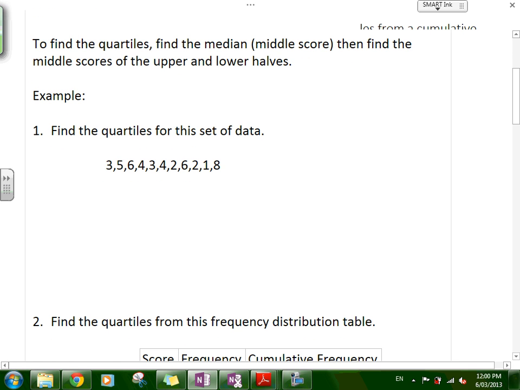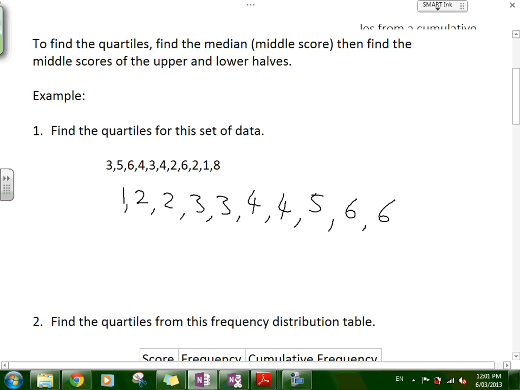Alright, find the quartiles for this set of data. What's the first thing we have to do with this set of data to find the quartiles? Callum? Put it in order. Good. So let's all put it in order. Harrison, tell me, what's the order? 1, 2, 3, 4, 5, 6, 7, 8.